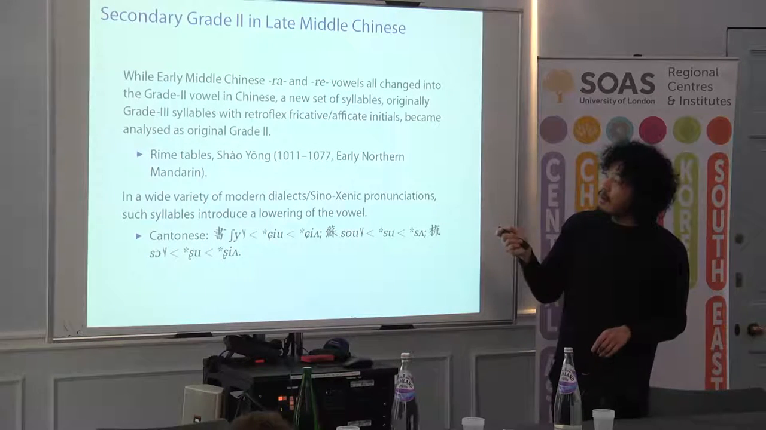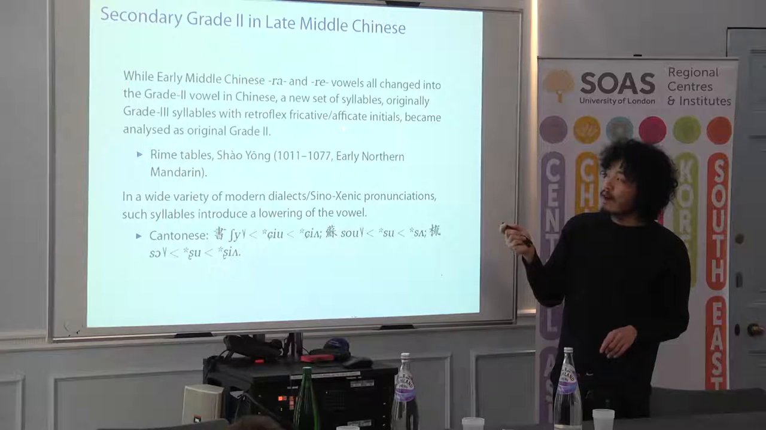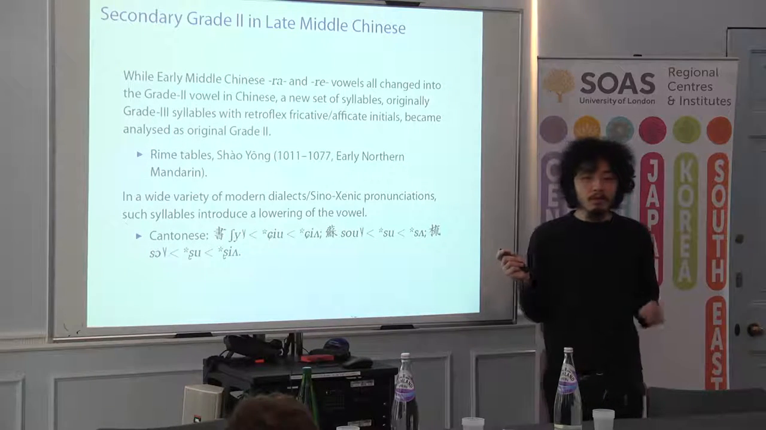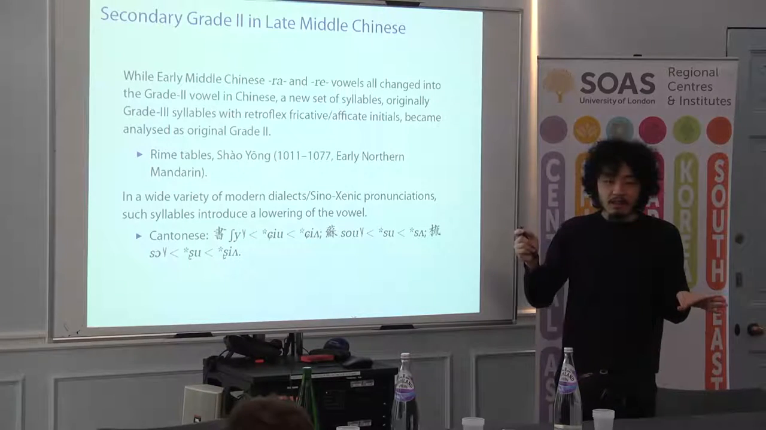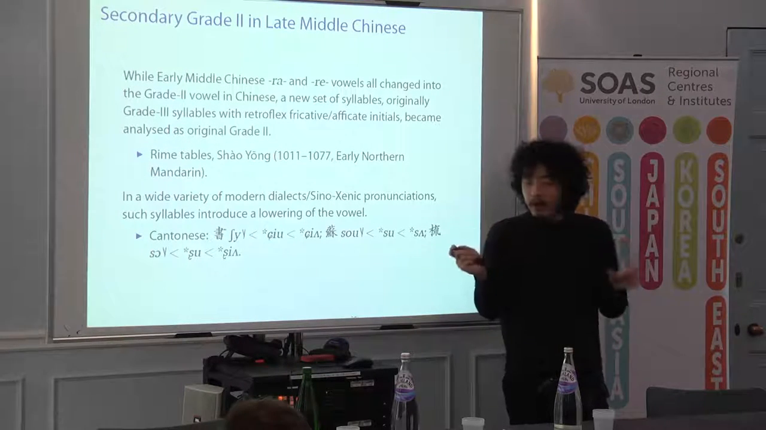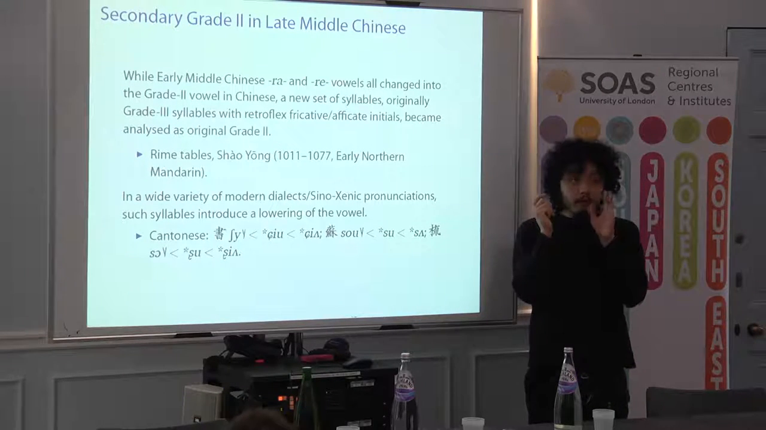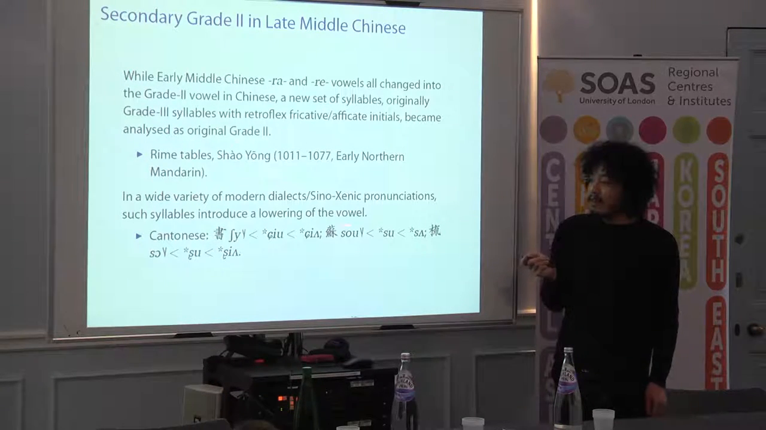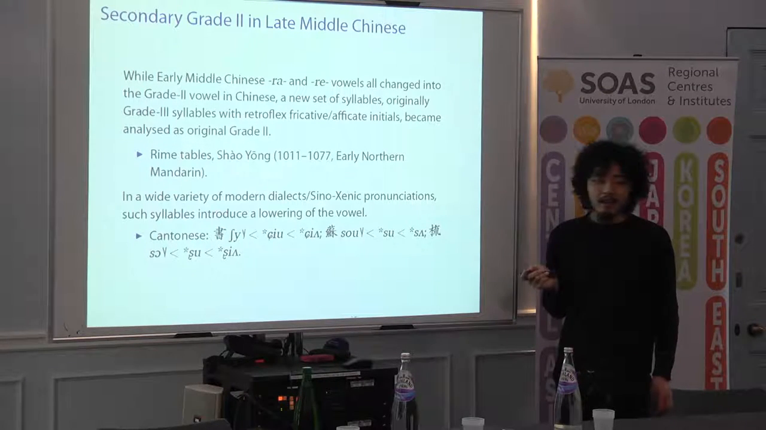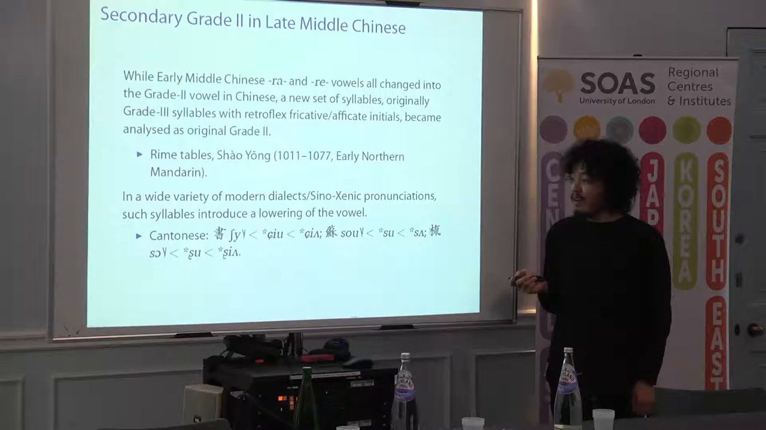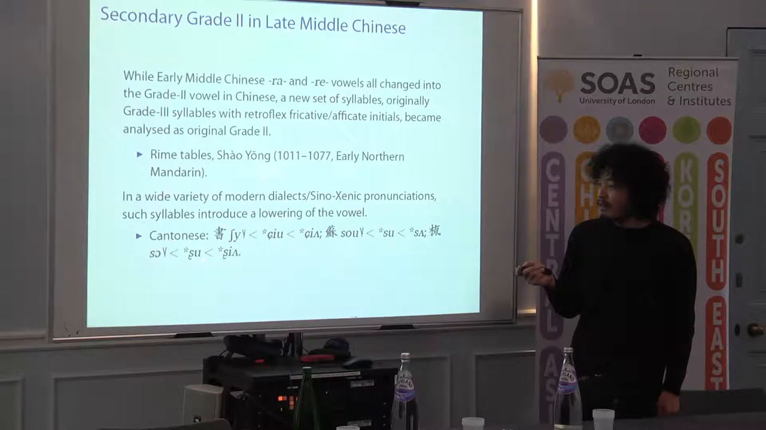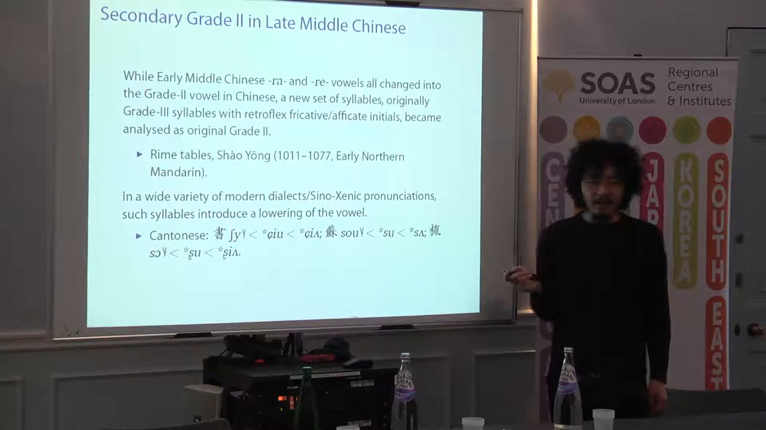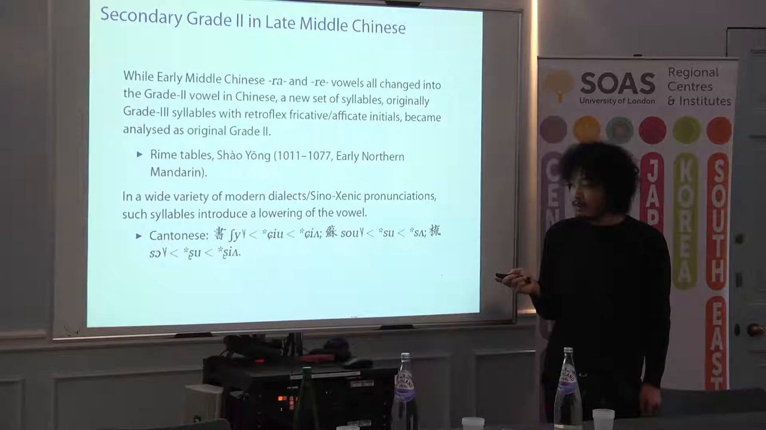Whenever you have a retroflex fricative or affricate in grade three syllables, it is classified together with grade two. So not only original grade two is grade two, but in late Middle Chinese or in early Mandarin, or in fact in most kinds of Chinese, retroflex plus everything gives grade two. And we still have some modern reflection of this in dialects from standard Mandarin to Sino-Vietnamese. Every time, the original retroflexes cause a lowering of the vowel. I just put Cantonese here, but it works for most other languages as well.